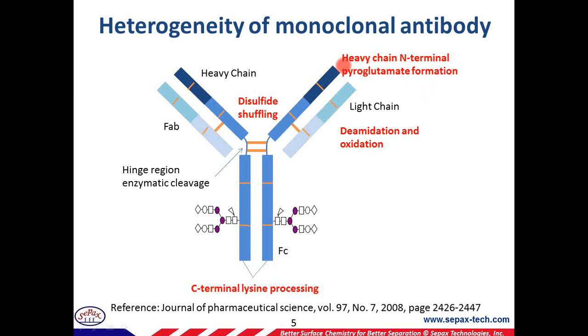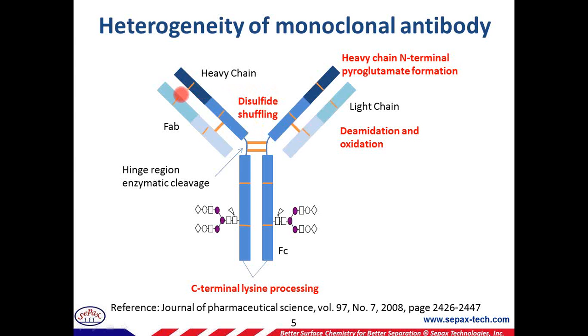A lot of times the heavy chain N-terminus has a glutamine or glutamate. With glutamine, you can have it cyclize into pyroglutamate entirely or partially, which introduces more acidic groups. With both of these acidic group introductions, these acidic species will elute on the cation exchange earlier than the other species. Another common modification is disulfide shuffling.